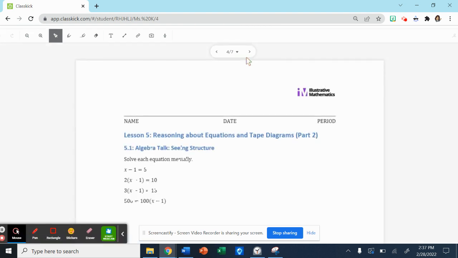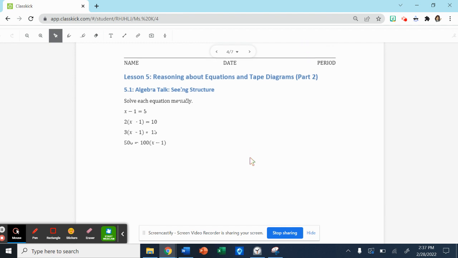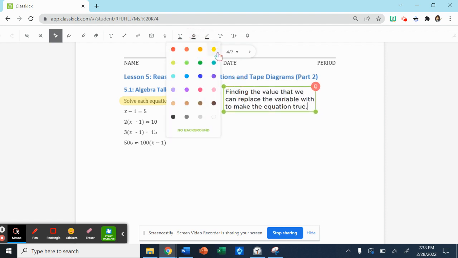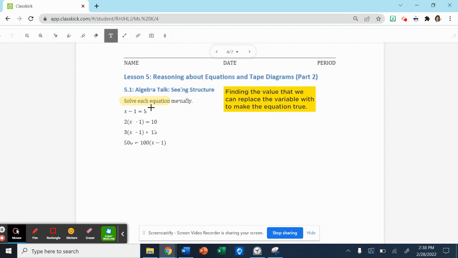Let's take a look at today's main lesson. The first thing we did today was a number talk, which you won't be able to participate in if you were absent from class. But the key part of today's number talk was recognizing that when we see the phrase solve each equation, what that means is we are finding the value that we can replace the variable with to make the equation true. So here's an example, right? If we have x minus 1 equals 5, I know that x has to be equal to 6 in order for x minus 1 to equal 5.